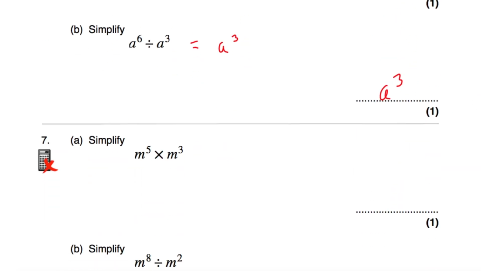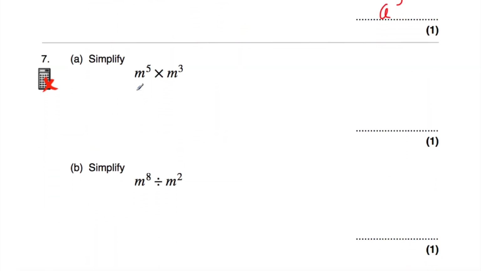Okay, next, question number 7. 7a says simplify m to the power of 5 multiplied by m to the power of 3, or m cubed. Again, we can just add the powers together because we're multiplying things by the same base. That'll be m to the power of 8, because 5 plus 3 is 8.